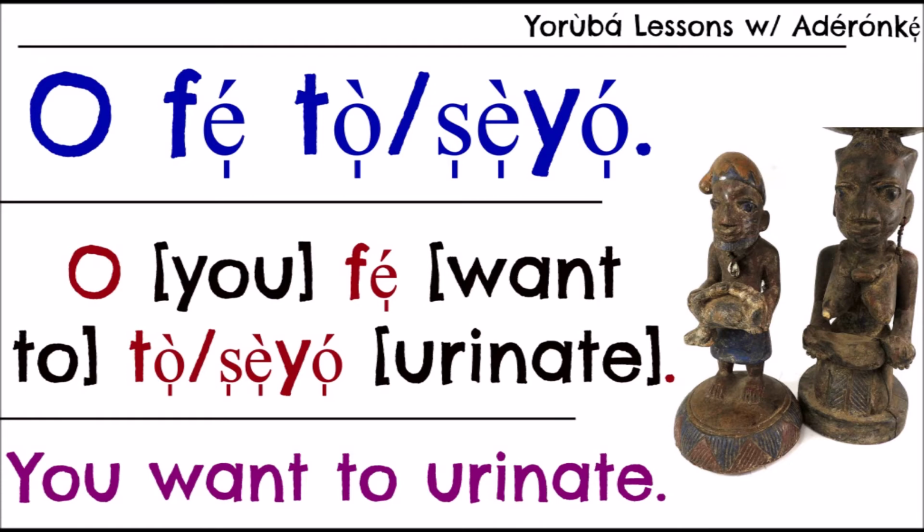Ofeto or ofesheyo. O is you. Fe is to want or want to. To or sheyo is urinate. Ofeto, you want to urinate. Ofeto, ofesheyo, you want to urinate.